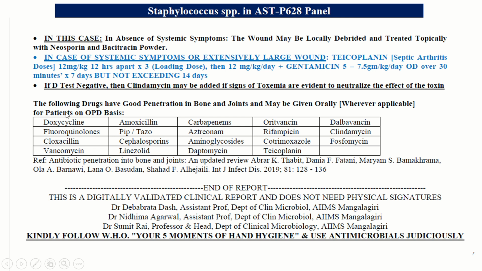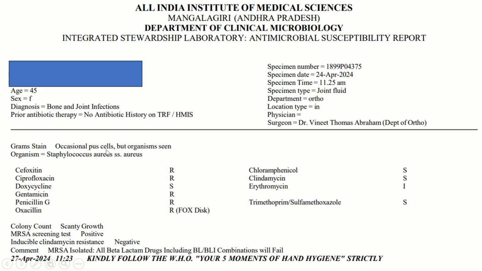And also we are mentioning in our customized AST report what are the antibiotics which are likely to have good penetration in the bone and joints. So that is how we report our MRSA isolates. This is another isolate that is again, I think, an MRSA.